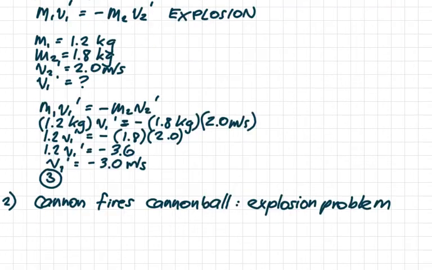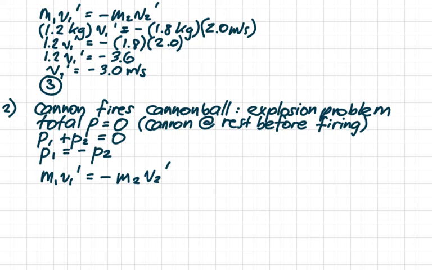Next. So here from reading the problem, we have a cannon firing a cannonball. This is another one of those explosion problems where the total momentum is equal to 0. And the two objects, of course, would be the cannonball and the cannon itself. Do we know? Yeah, 1,000 kilogram cannon, 8 kilogram ball. Now, we don't know the velocity of the ball when it's fired. We know its momentum.